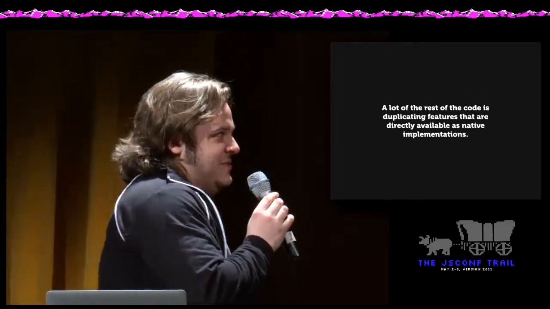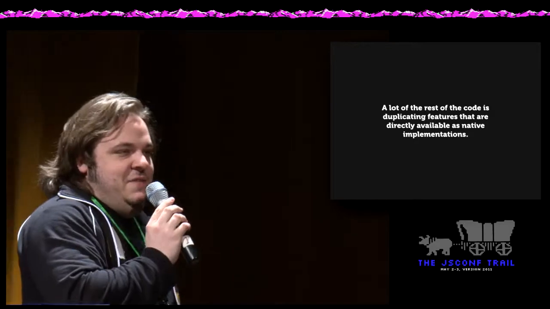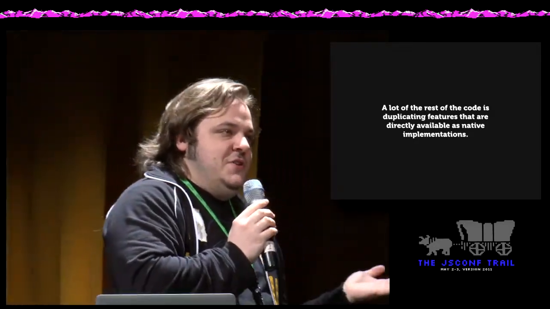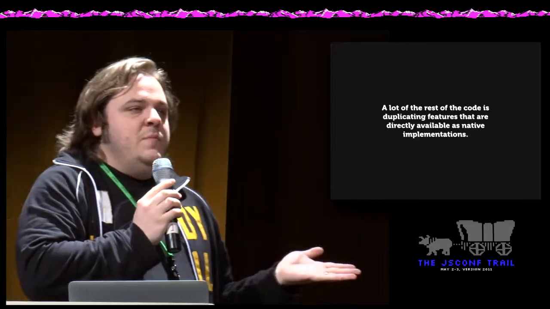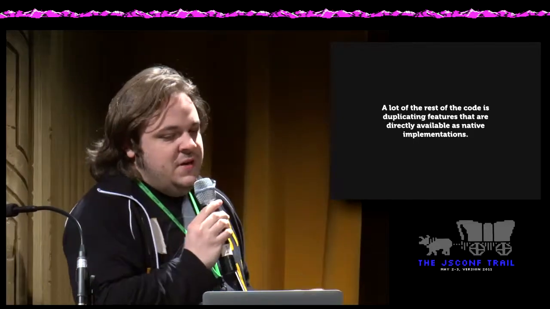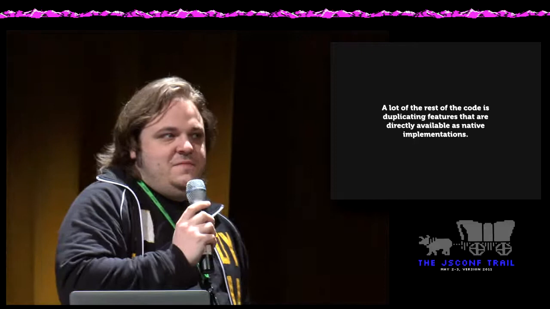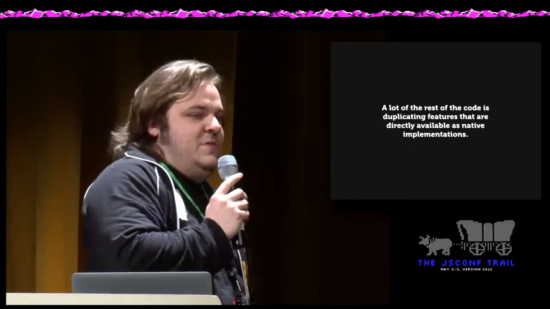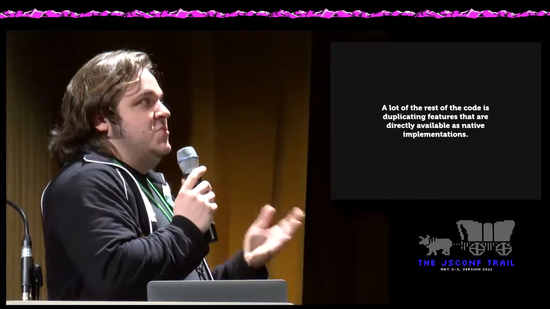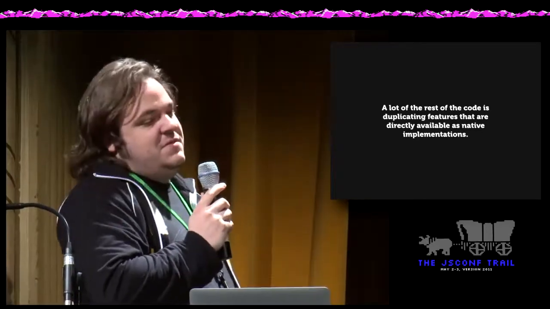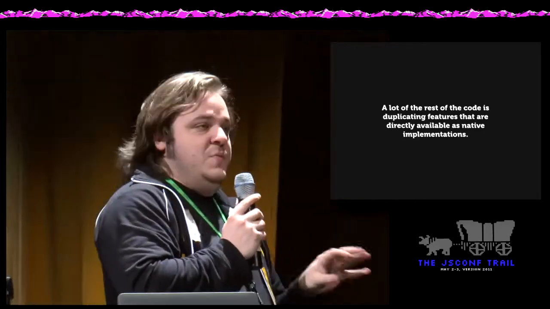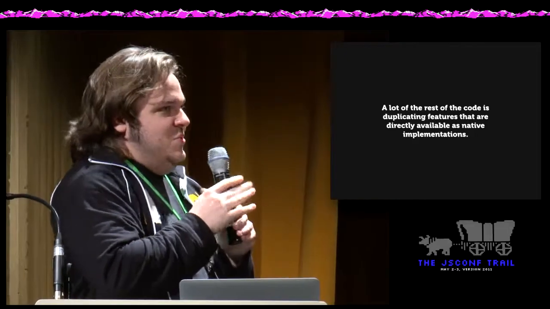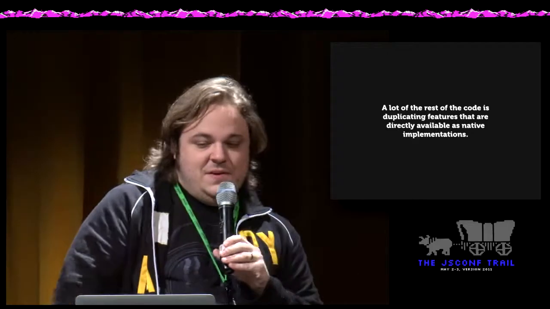a lot of the code is also duplicating features that are directly available as native implementations, like the CSS selector engine, array enumerable functions, and any polyfills you have. Those are actually maybe not necessary, because all WebKits on mobile devices support a certain set of enumerable functions, JavaScript features, and DOM API enhancements. So just don't roll it out to your mobile clients.